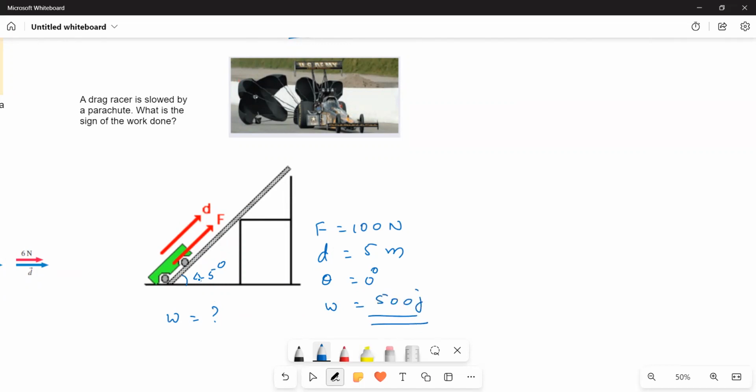You should not take the 45 degrees because this is the ramp angle. The ramp angle will not come into the picture here because the force is already given to you and the displacement is known to you. So you have to directly calculate the work done.